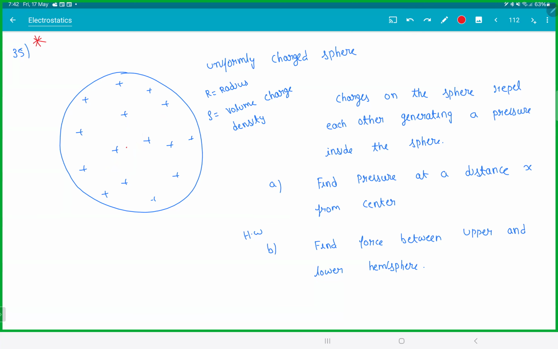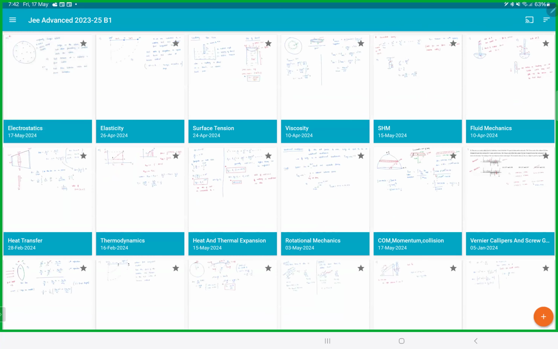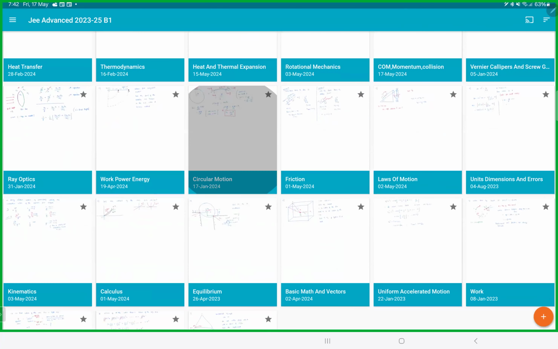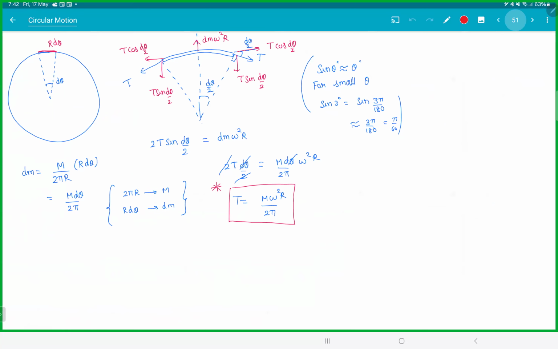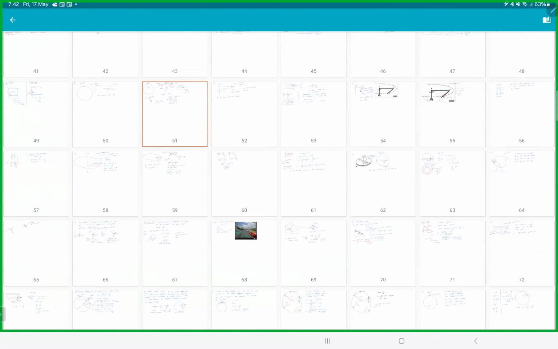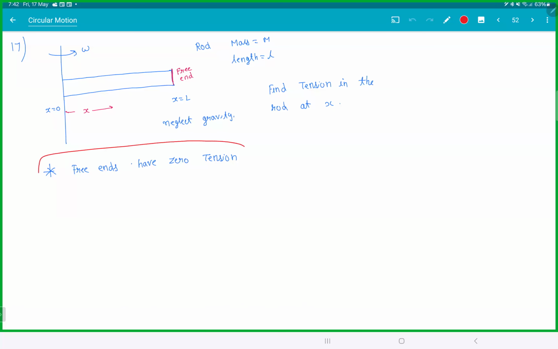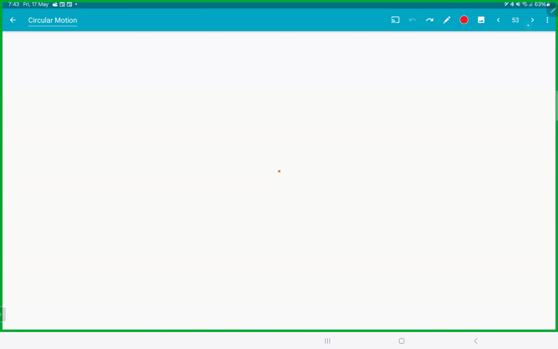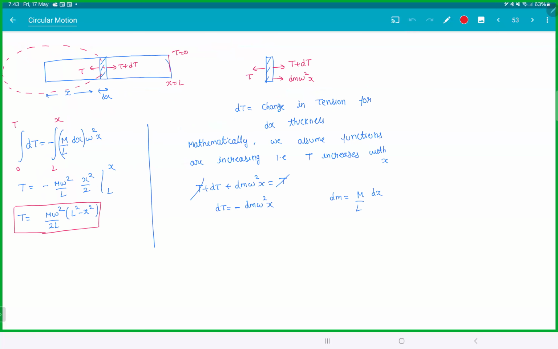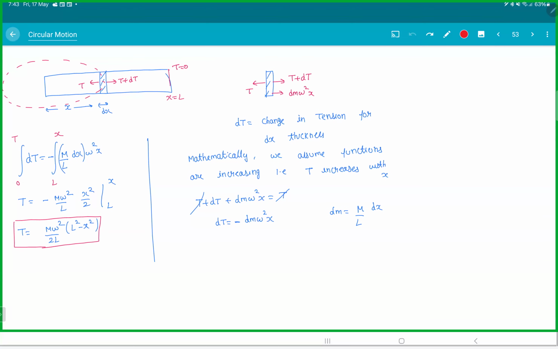Remember this statement, always the free ends will have tension zero. You know where we did this? Circular motion. Free ends have zero tension. If you see the limits how we took, because on the free end, there is nothing to touch, isn't it? If there is a tension there, there is no one there to pull you there. So free ends always have zero tension.